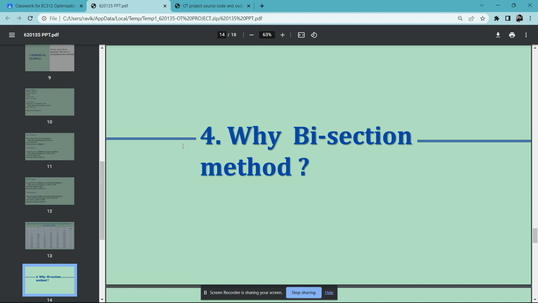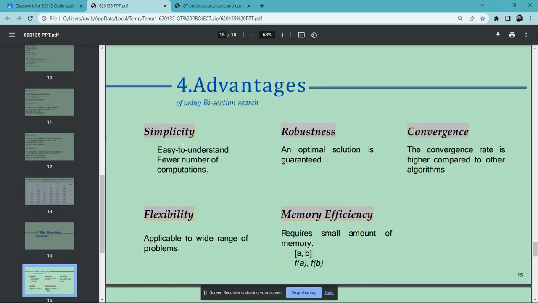And why do we need the bisection method? The bisection method is very simple to understand, and it also requires fewer computations, and it is a robust method in which the optimal solution is definitely guaranteed. The convergence rate is higher compared to other algorithms. It also has a wide range of applications. It only requires a small amount of space.